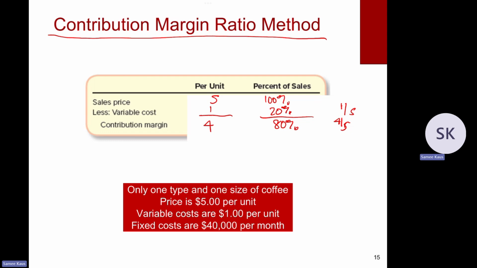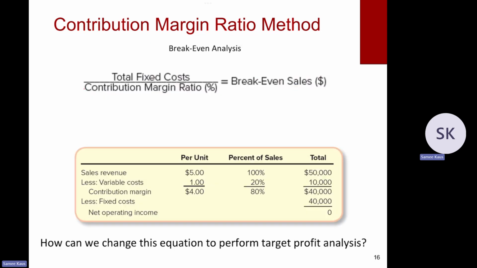Okay. So again, let's employ this method using the same information that we've been using, which is saying I have one type of coffee. There's only one size at a price of $5 per unit. My variable cost is still $1 per unit, and my fixed costs are still $40,000, or sorry, not per unit, per month. So we can use the contribution margin ratio method, and notice how I've changed only one thing here in my equation. Notice what my denominator is. My denominator now, instead of being unit contribution margin, is contribution margin ratio.